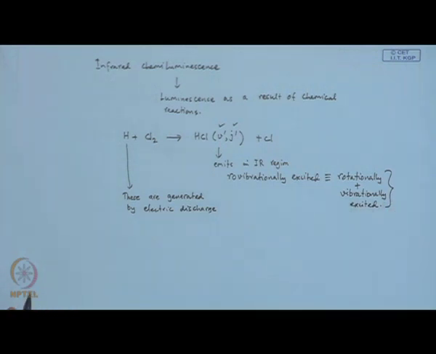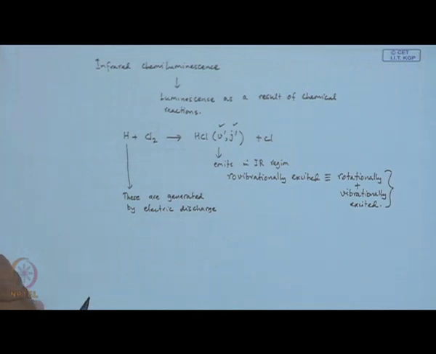Okay. So if you can record the emission spectra as a function of frequency or as a function of wavelength lambda, you can indeed find out the population of the internal states, population of various v and J states.